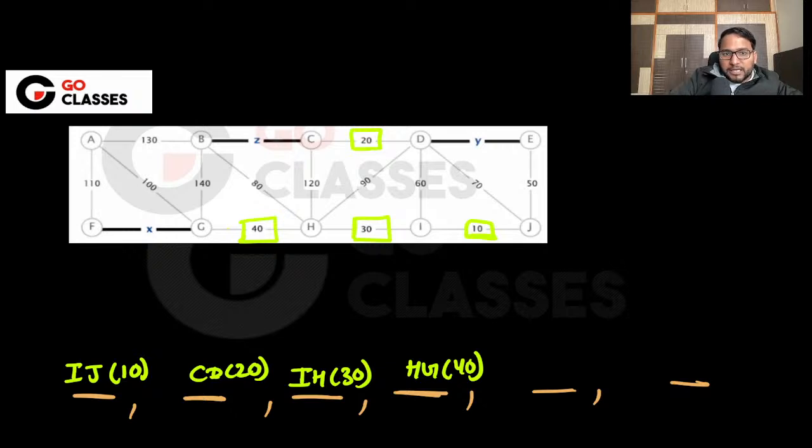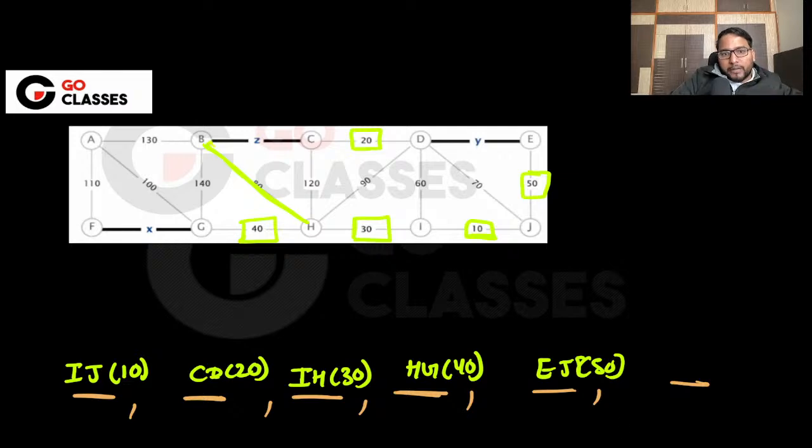Is this bringing a cycle? Okay, I don't think till now it is bringing the cycle, right? So the next minimum is EJ, which is 50. Okay, what is the next minimum? Next minimum is 60, but it is forming a cycle, so I will not take it. 70 is forming a cycle. 80, is this 80 forming a cycle?